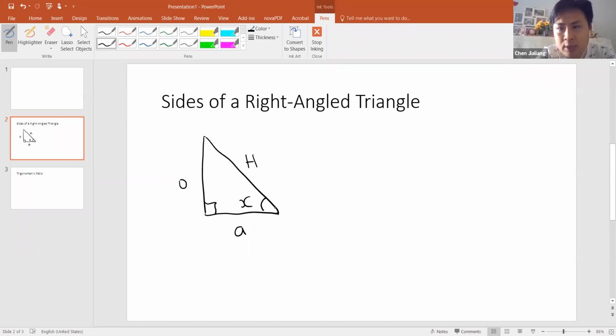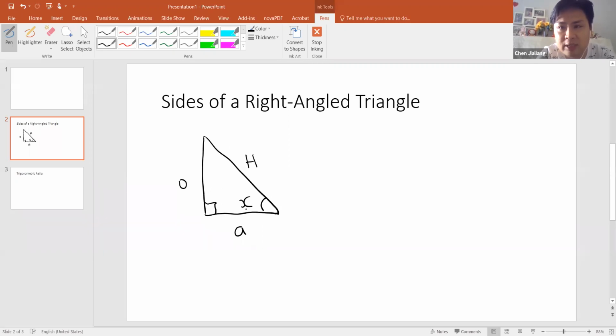So how do we label a right angle triangle? We always start off with the longest length, or the hypotenuse. So the hypotenuse is always the length that is facing the 90 degree. That's how we first label. Then after that, we will just label the remaining two sides. The opposite will be the length that's facing the mark angle, and then the adjacent is the length that is just beside the mark angle.